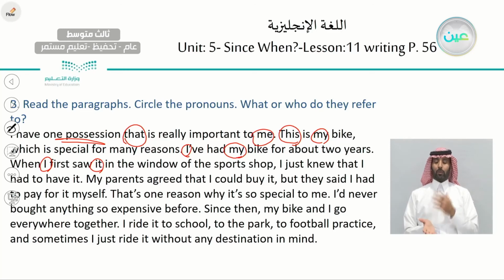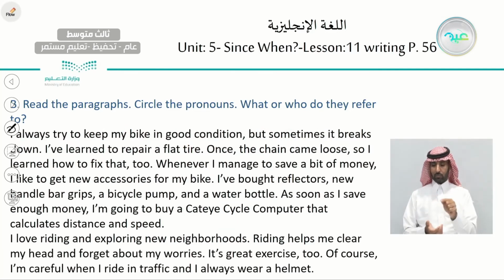In the new window of the sports shop, I just knew that I had to have it. My parents agreed that I could buy it, but they said I had to pay for it myself. That's one reason why it's so special to me. I'd never bought anything so expensive before. Since then, my bike and I go everywhere together. I ride it to school, to the park, to football practice, and sometimes I just ride it without any destination in mind. Let's complete the reading and then underline the pronouns.